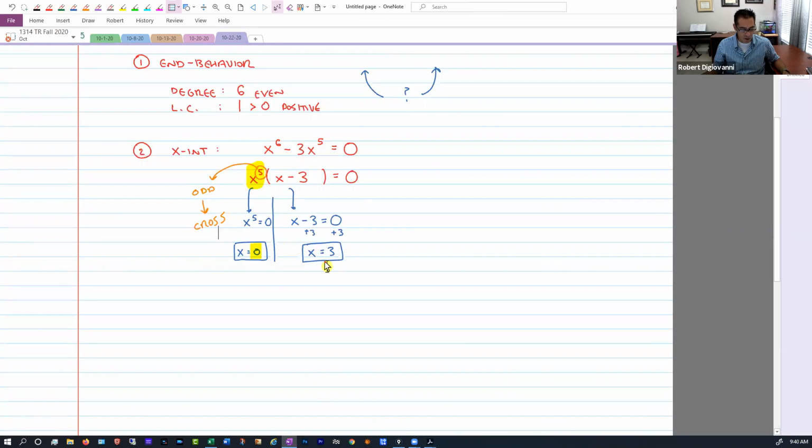Okay, now we have to look at where the 3 came from. The 3 came from this factor, and we have to look at what the power is on that factor. And since there's not a number here, we have to understand that there's a 1 there. And because it's 1, well, that's odd. And odd means we will cross. Okay, so we know that at both x-intercepts, we're going to cross.